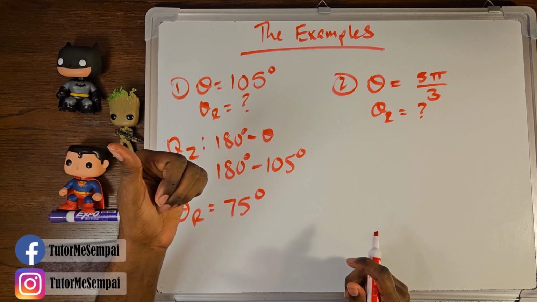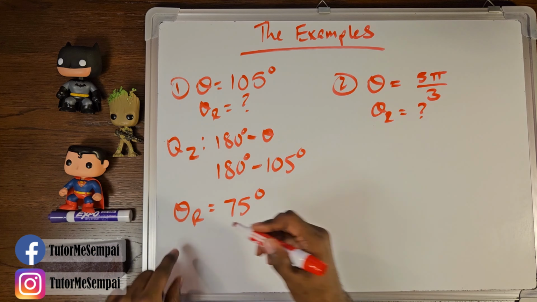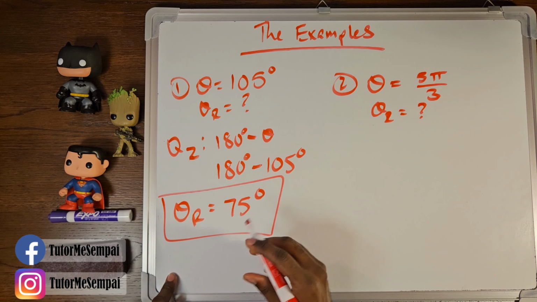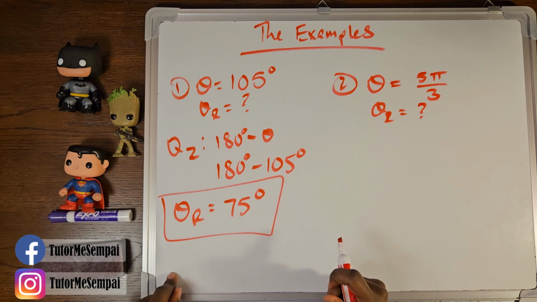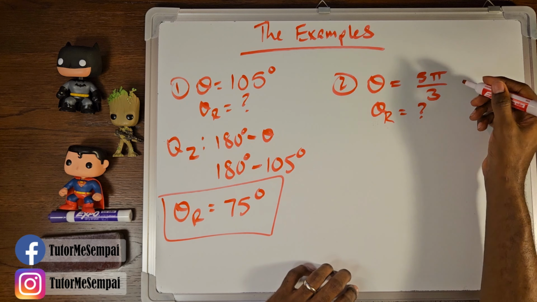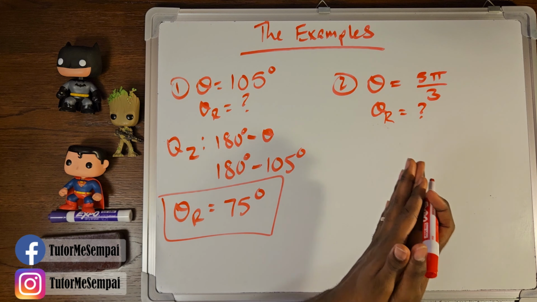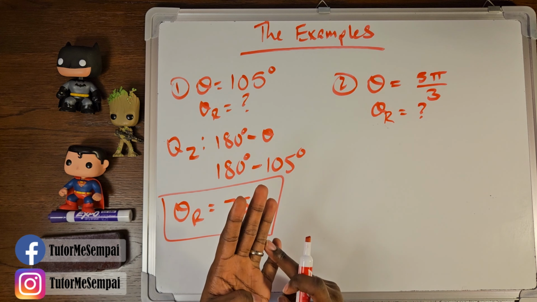Now we can do the check. Is it positive? Yes. We know it's small. Is it an acute angle? Yes. This is indeed our reference angle for this theta, 105 degrees. How about this one? You see, we're working in radians now, and we're at 5 pi over 3. Where does 5 pi over 3 fall in our quadrants? Quadrant 1, 2, 3, or 4?